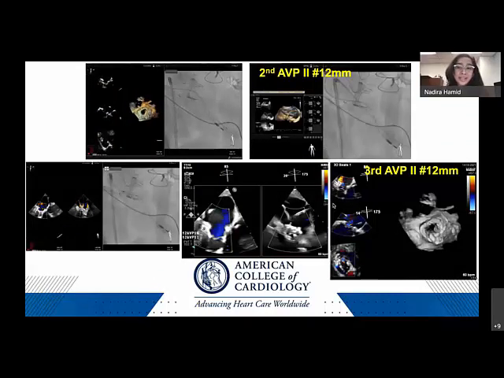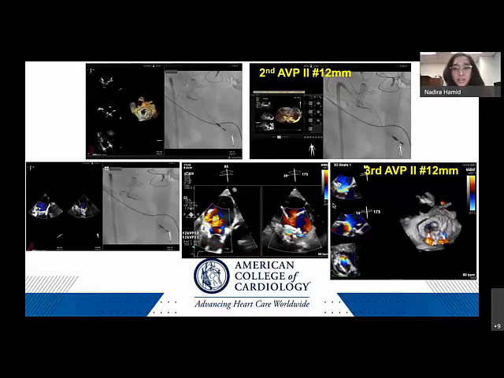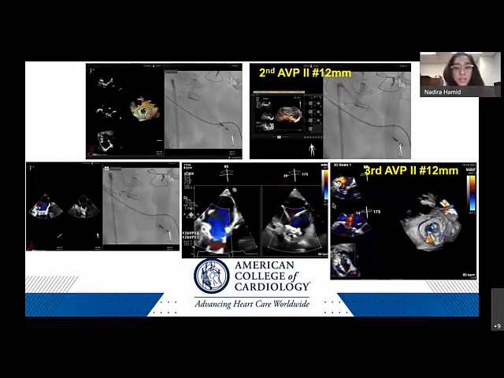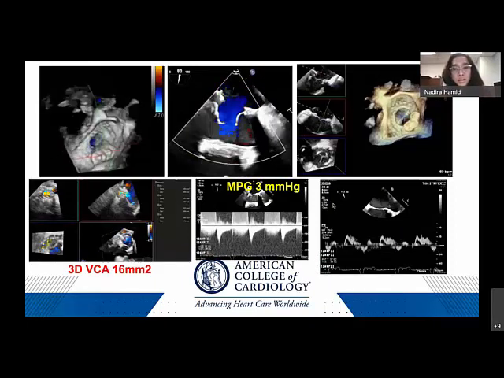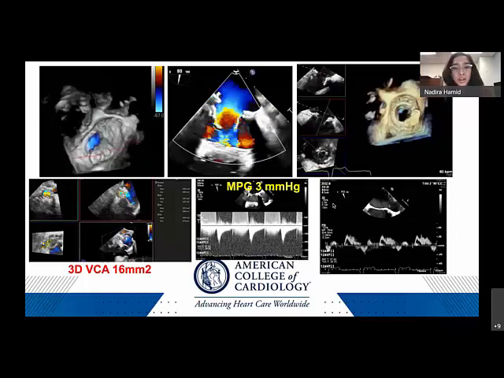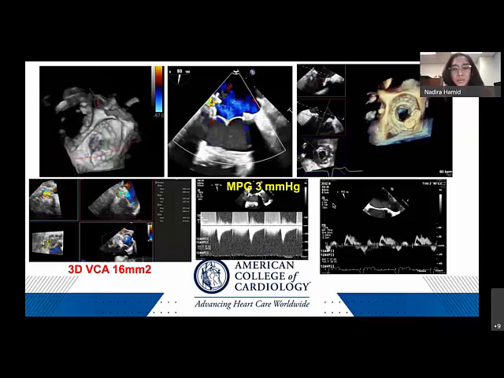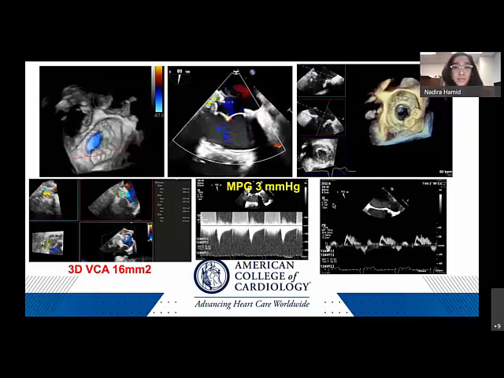We proceeded again with putting not only 2 but 3 AVP2 12 millimeter plugs right next to each other using fusion imaging of both the echo and the fluoroscopy. And you can see the final result here, that the 3 AVP2 plugs are really well seated. There's no obstruction to the bioprosthetic. The gradient across is 3 millimeters of mercury with a residual mild leak of about 16 millimeters, with an absence of flow reversal in the pulmonary veins.